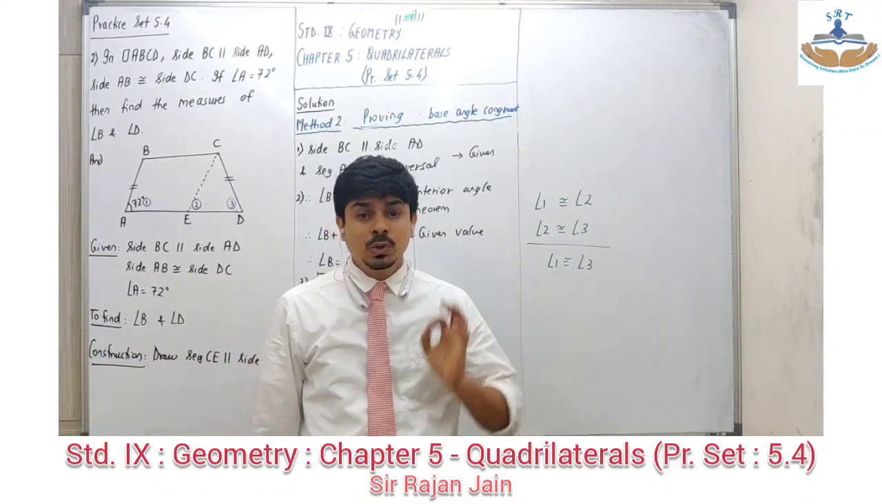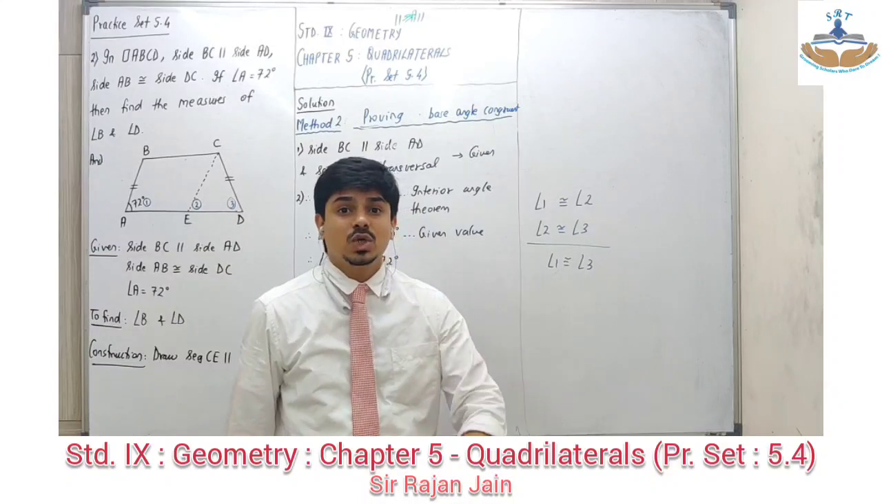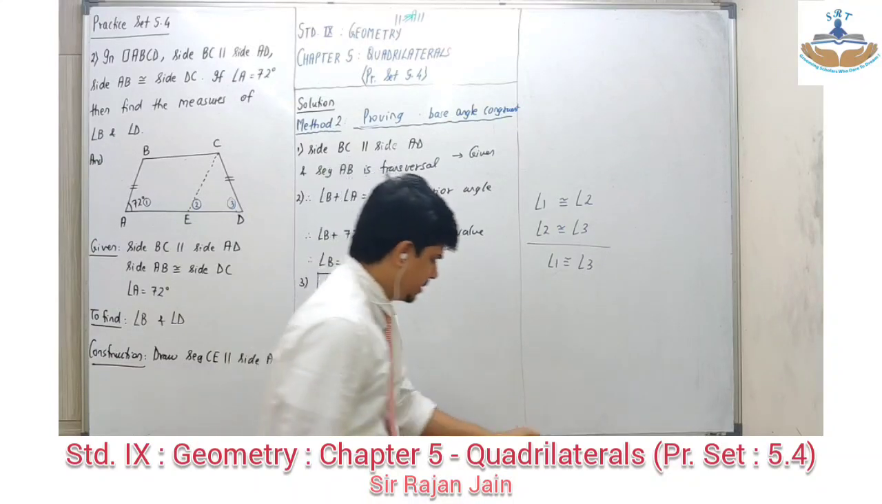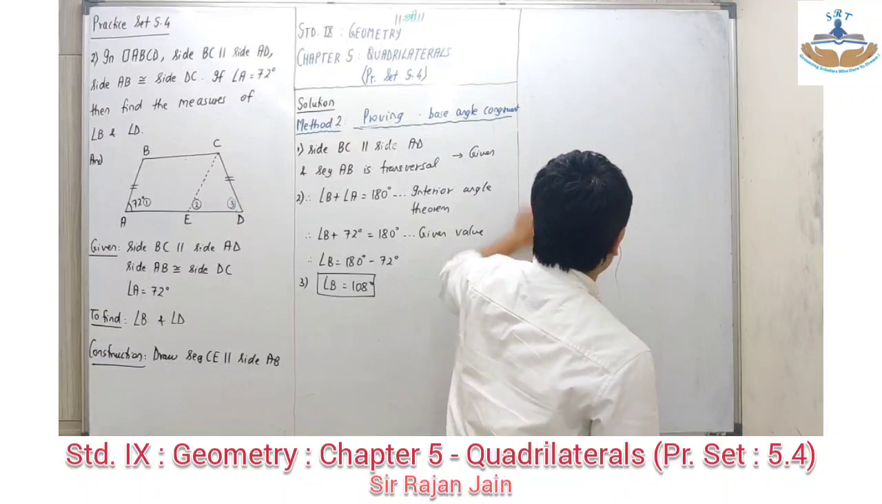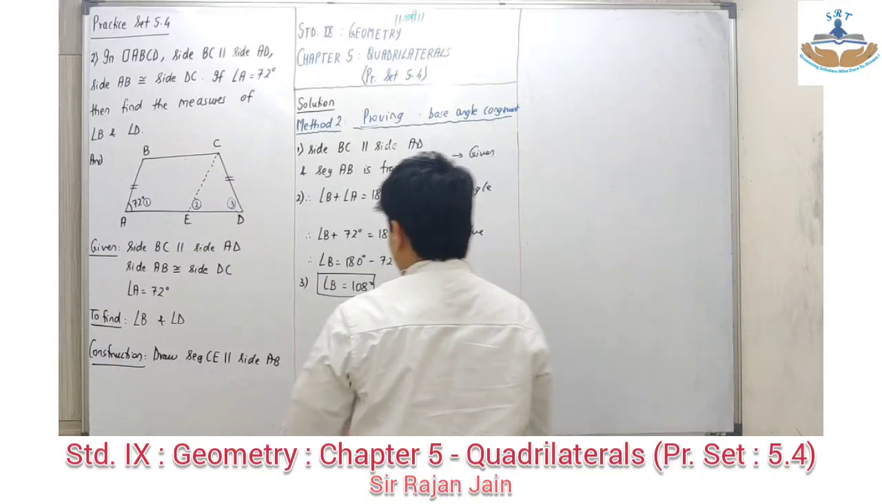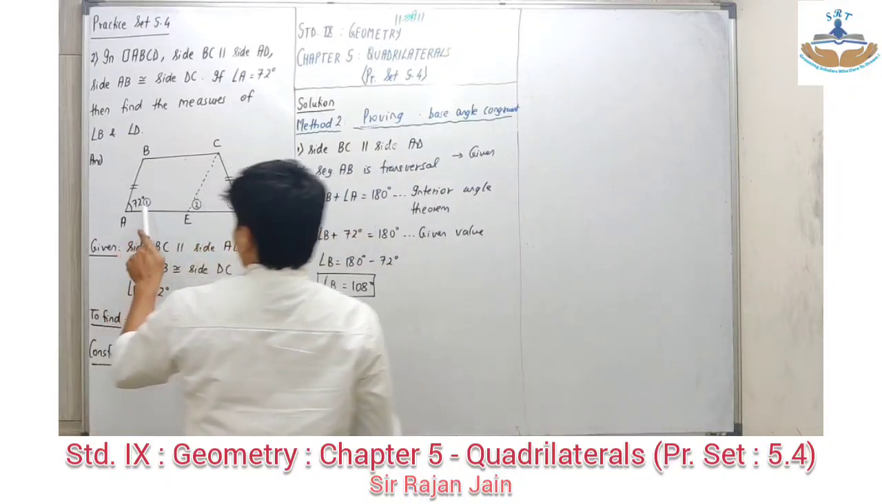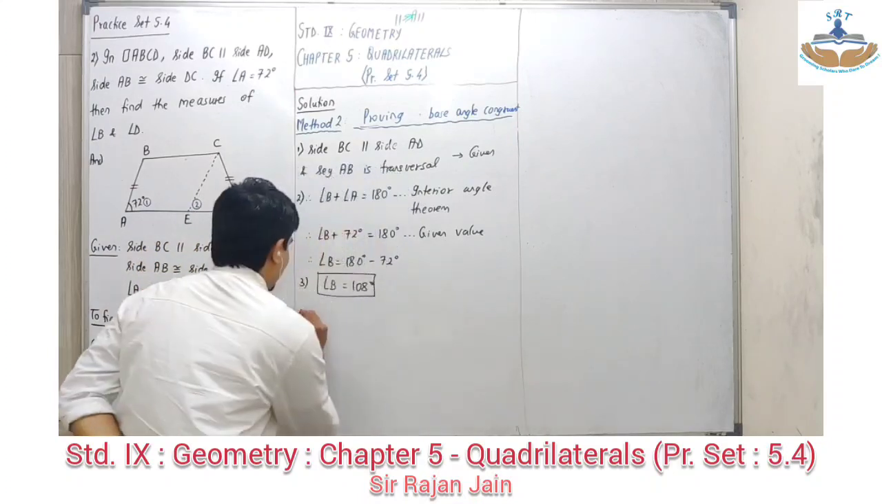So here I am proving that base angles of an isosceles trapezium are congruent. Okay, let's see how to write all this. What did I do first? I would write angle 1 and angle 2 congruent by corresponding angles.